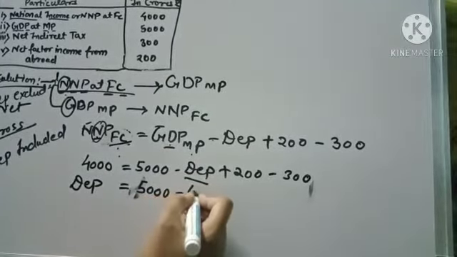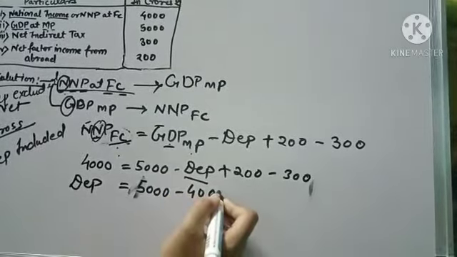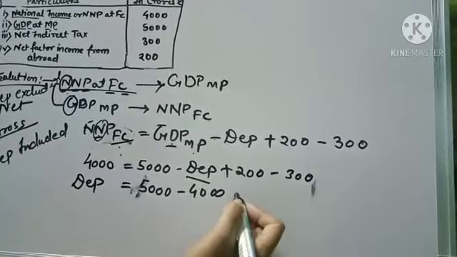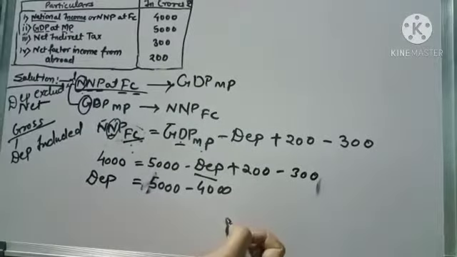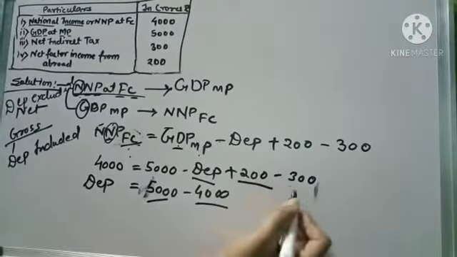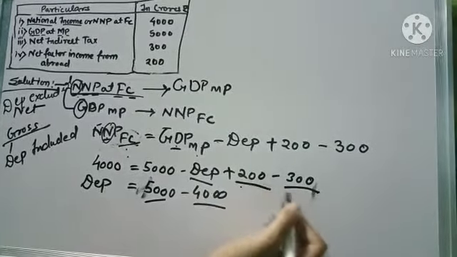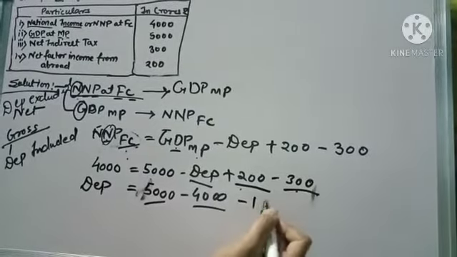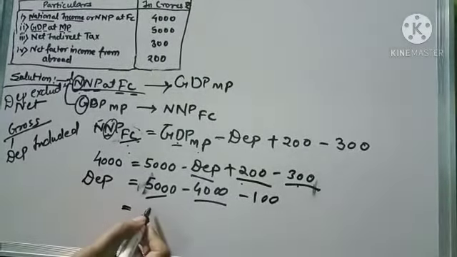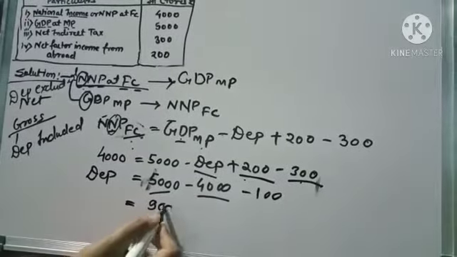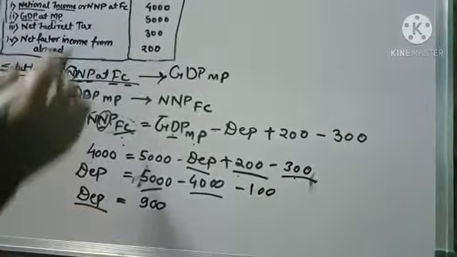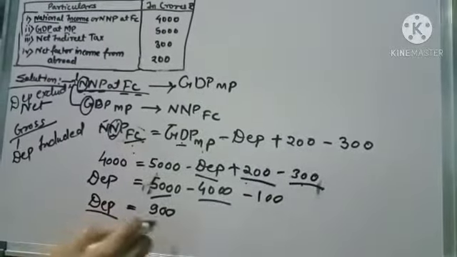5,000 minus 4,000. Here we already have the 200 minus 300, that is minus 100. Now as we calculate this, the result comes to 900. The depreciation, that is the consumption of fixed capital, is 900.